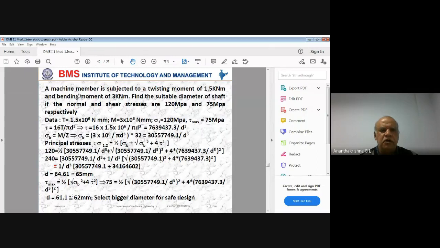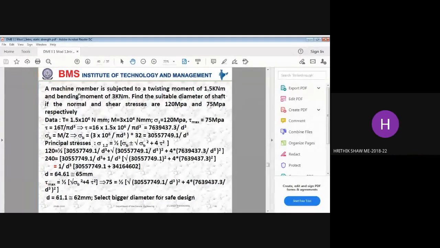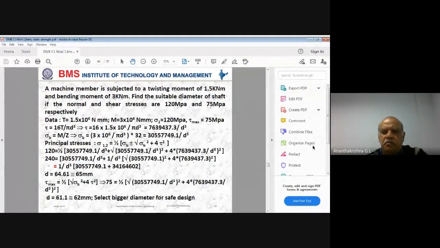Take down. A machine member is subjected to. Is the screen visible for you people there? Yes, sir. So note down the problem.